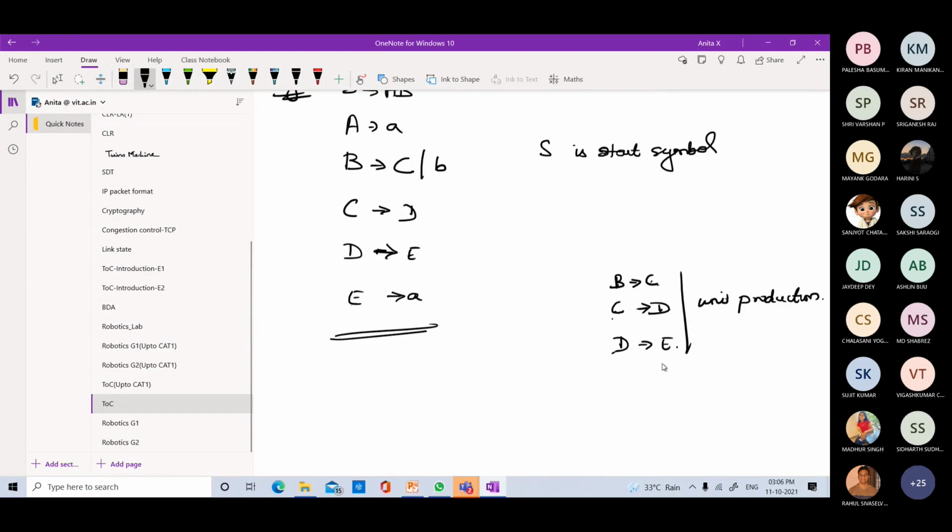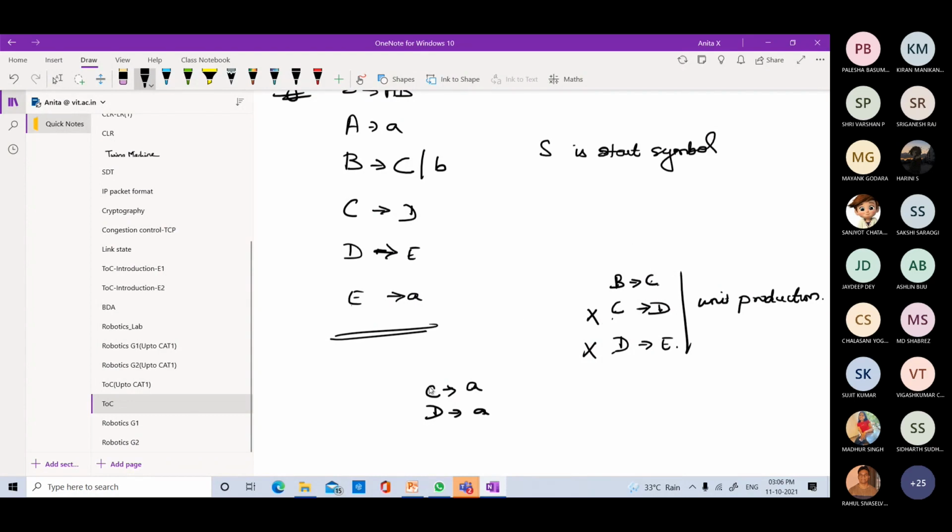In order to eliminate this, what should I do? A unit production gives an unnecessary transition. So D derives E, E derives A. I can have the productions of E over here, so D derives A. Now this unit production is eliminated. What is the next one? C derives D, and D derives A, so C derives A. This unit production is also removed.